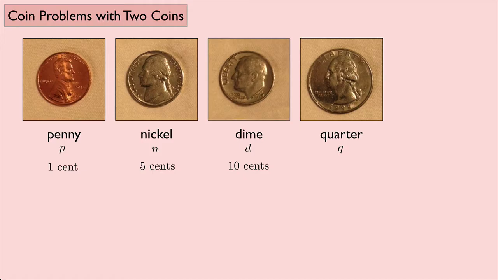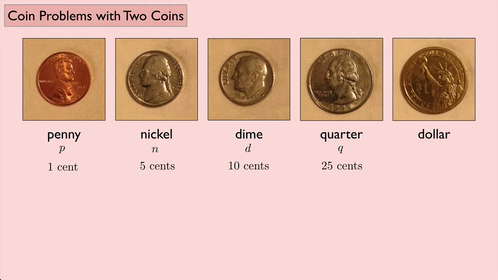Here is a quarter, Q, 25 cents, and this is a dollar coin. I guess I'll use R. Since I already used D for dime, I'll use R for dollar. That's 100 cents. The letters I'm using are just ones that I've chosen. You, of course, could pick any letters you want, but I just think these ones make the most sense.